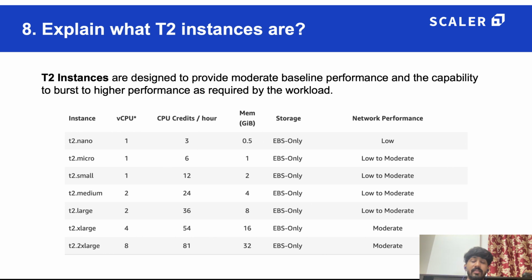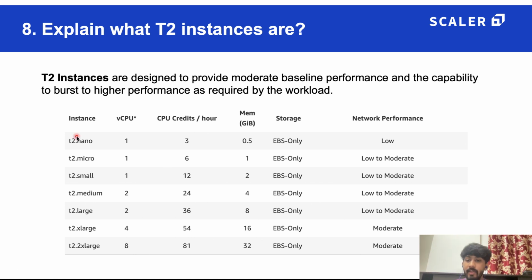So T2 instances are designed to provide moderate baseline performance and the capability to burst to higher performance as required by the workload. So each type of instance will have a separate need to satisfy. T2 instances are created to provide a baseline performance, that is regular performance, and also whenever the workload is increasing, they are equipped to give you a burst in performance which will increase the utilization of the CPU in order to provide better handling of the workload, right? So that's exactly what it is.